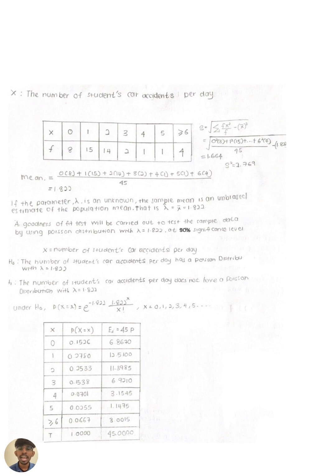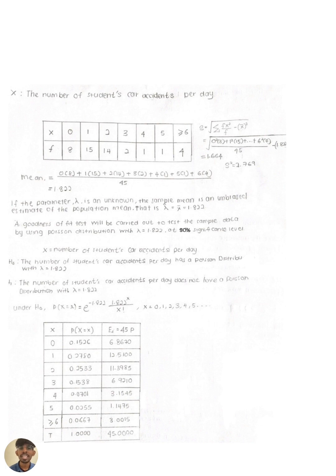To get the variance, I just square it, I get 2.769. Next, since the parameter lambda is unknown, the sample mean is an unbiased estimate of the population mean. That is lambda equals x bar equals 1.822. A goodness of fit test will be carried out to test the sample data using a Poisson distribution with lambda equals 1.822 at 90% significance level.